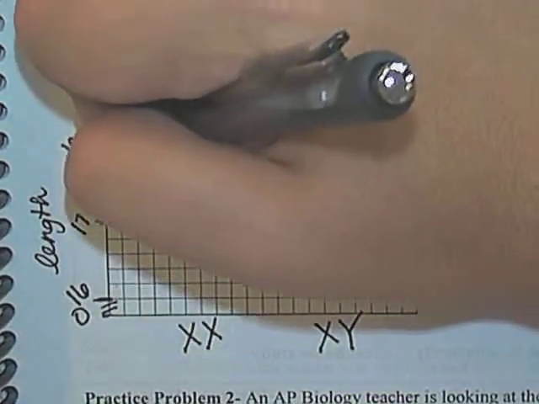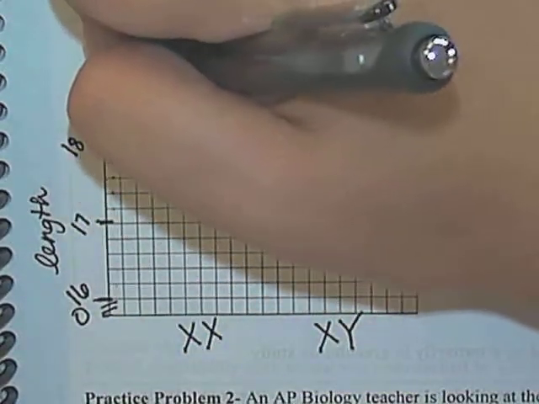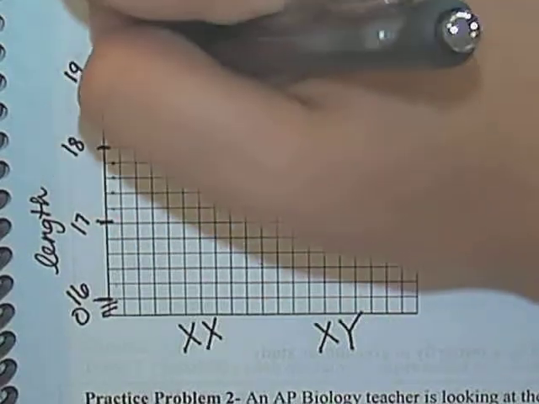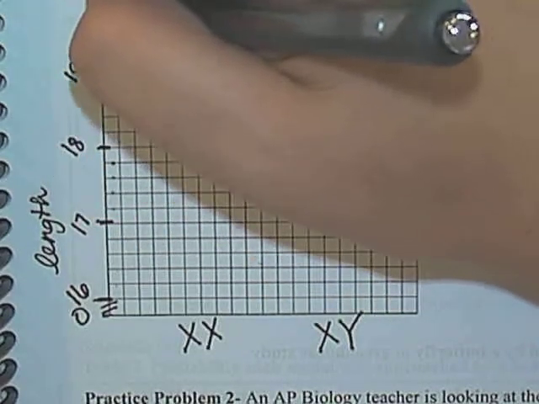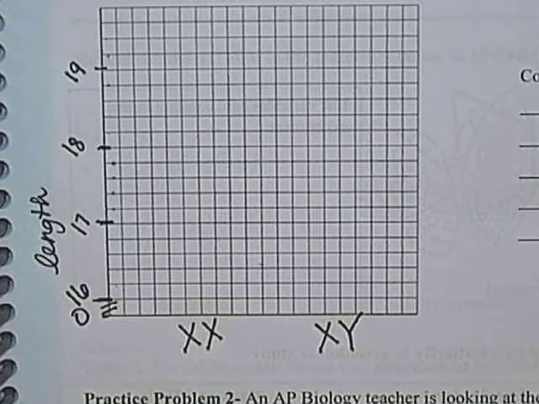18 centimeters, 2, 4, 6, 8, 19 centimeters, 2, 4, 6, 8. So we don't quite get to 20. And keep in mind that your data is going to be different from other classes, simply because the amount of data we had collected to that point was different.